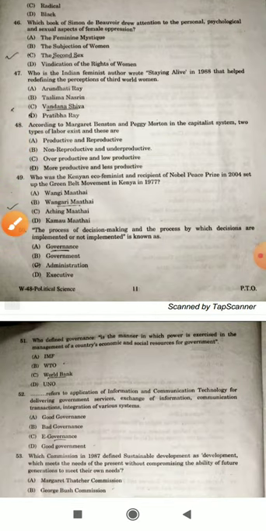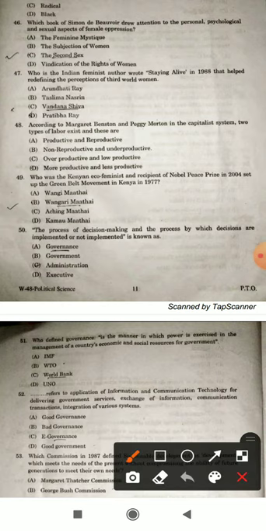Question number 47. Who is the Indian feminist author who wrote Staying Alive in 1988 that helped redefine the perceptions of third world women? Answer is C, Vandana Shiva.